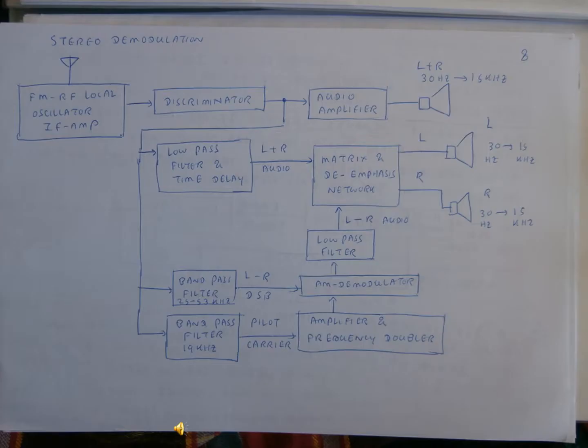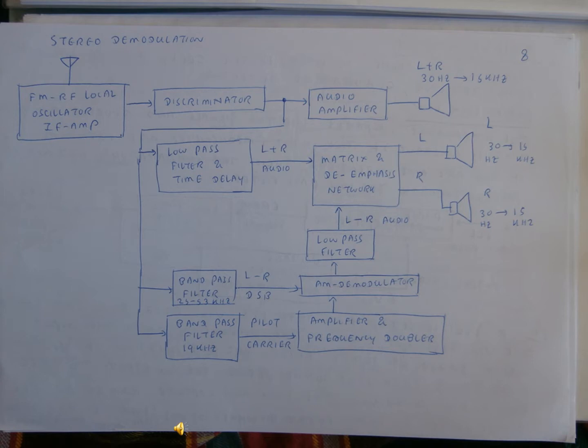Then we also see that our stereos use discrete demodulation. So the input waves go through the frequency modulator, radio frequency, local oscillator, and intermediate amplifier. It then passes through the discriminator and the audio amplifier, and then we reach the left and right channels. So this is the speaker, 30 hertz to 15 kilohertz. Between the discriminator and the audio amplifier, the output is taken out and passed through the low pass filter and the time delay, as well as the band pass filters.